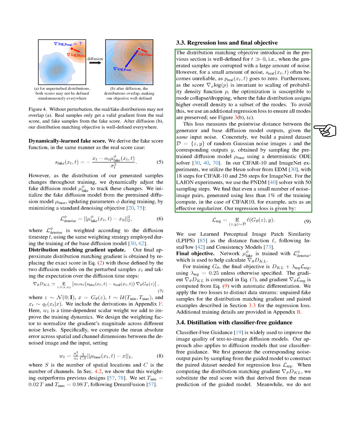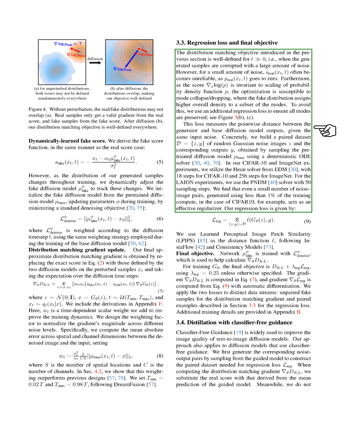This regression loss measures the distance between the outputs of the generator and the base diffusion model, given the same input noise. We create a dataset of random Gaussian noise images and their corresponding outputs, which we obtain by sampling the pre-trained diffusion model using a deterministic ordinary differential equation solver. In our experiments with CIFAR10 and ImageNet, we use the Heun solver from EDM, with 18 steps for CIFAR10 and 256 steps for ImageNet. For the LAION experiments, we use the PNDM solver with 50 sampling steps.